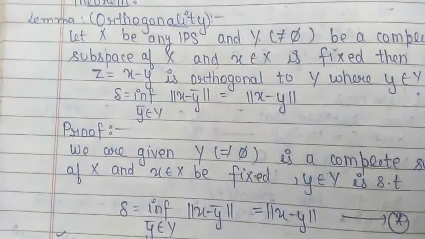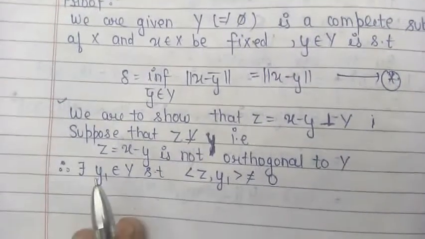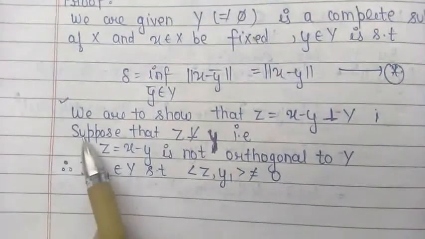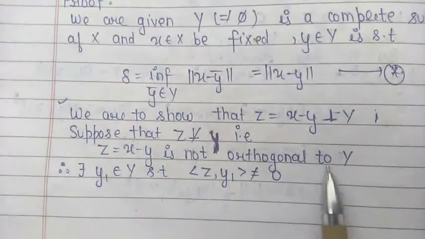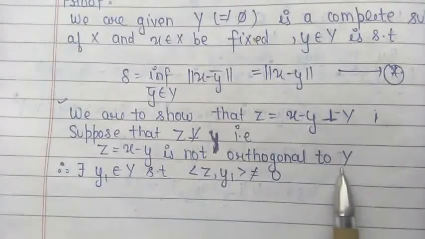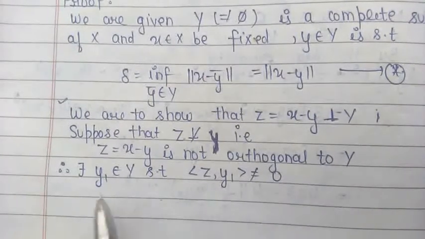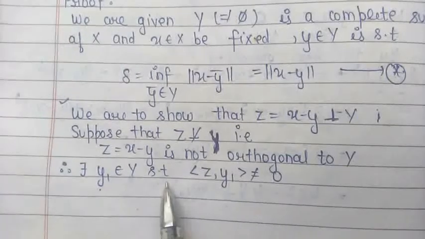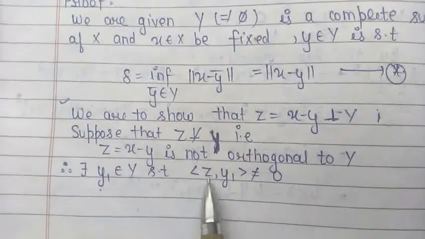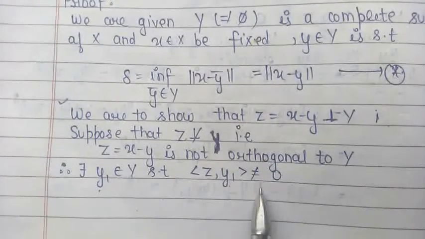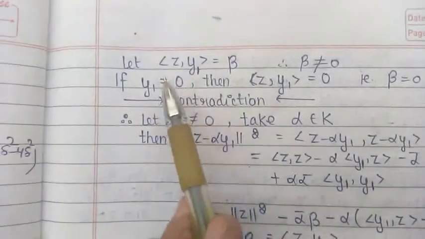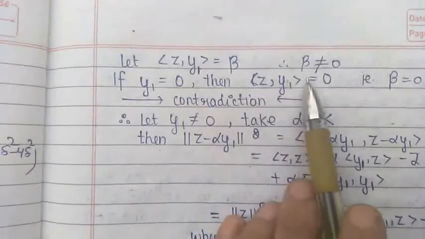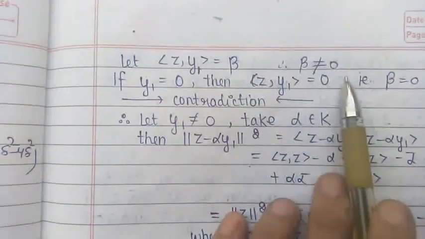In order to prove this, let us use the contradiction method. Suppose the element z, which is x minus y, is not orthogonal to the subspace Y. So there will exist some element y1 from Y such that the inner product of z with y1 is not equal to 0. Let us denote this inner product of z with y1 by beta. Because it is not equal to 0, we must have beta not equal to 0.